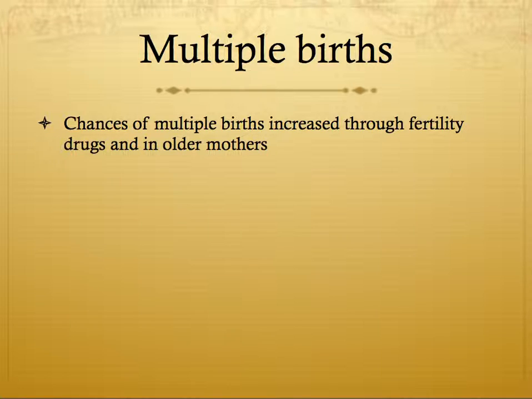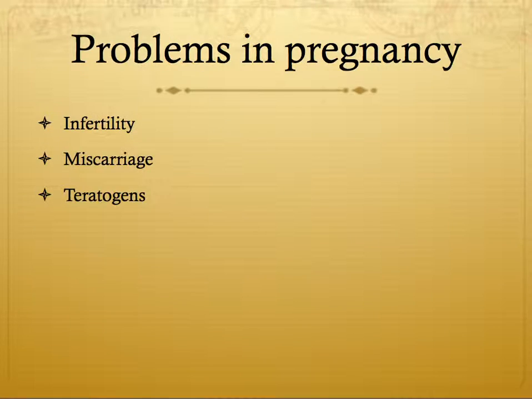Then we have the understanding of mitosis, meiosis. We have understanding of multiple births, and this is assuming things are going well so far. But let's talk about a couple problems, if we can. So the first problem we're going to talk about is infertility.